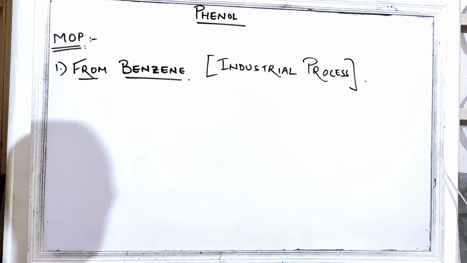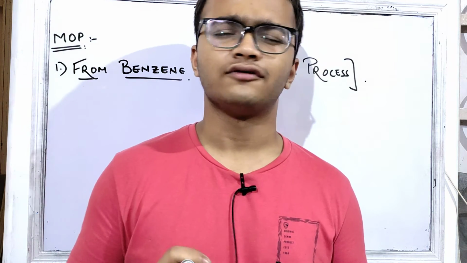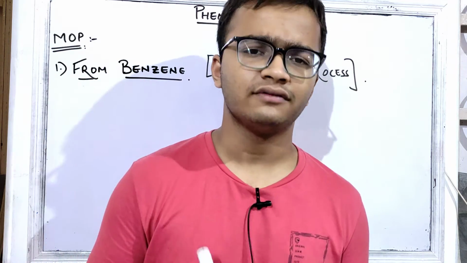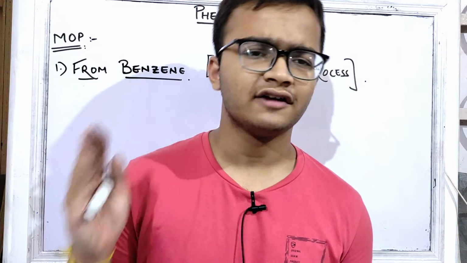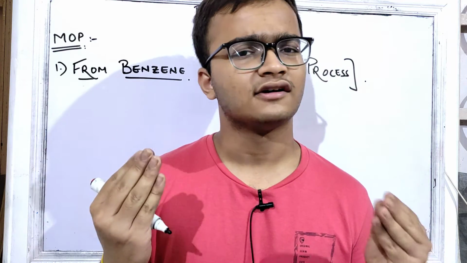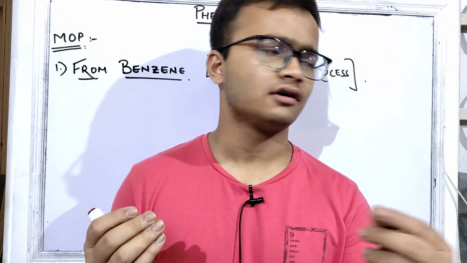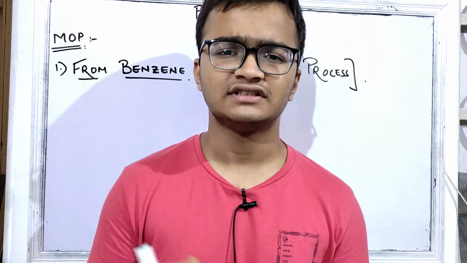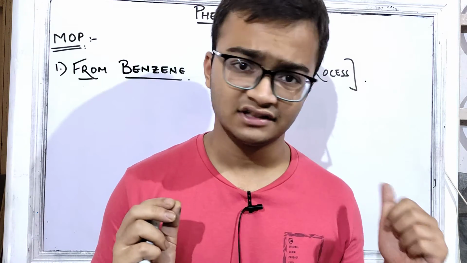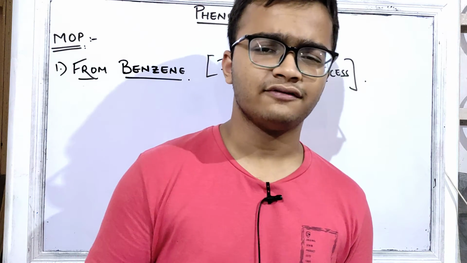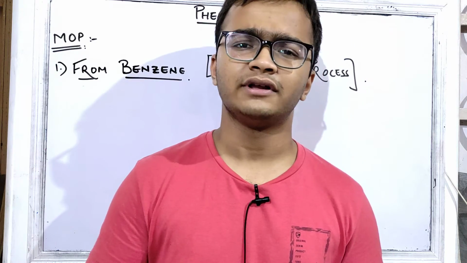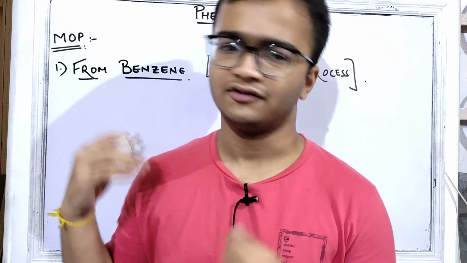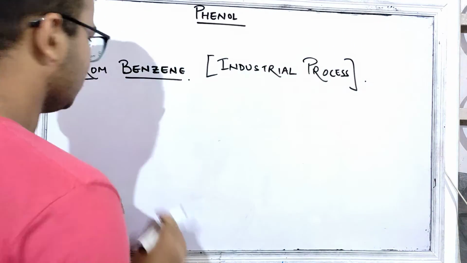The next process of preparation of phenol is from benzene. From benzene we can prepare phenol in two steps. First, we can treat it with concentrated H2SO4, or fuming H2SO4, which is oleum, H2S2O7. We can also prepare phenol from benzene by performing the diazotization reaction, which will be done after this. Let's see what's happening here.